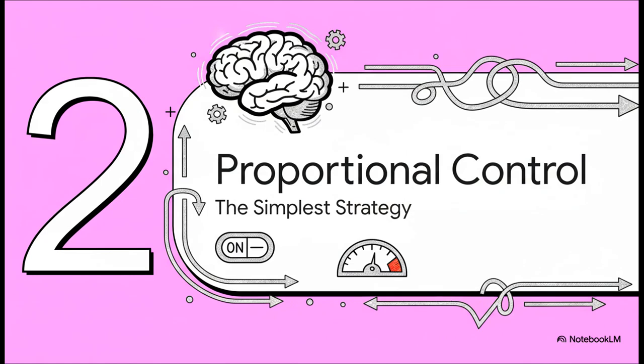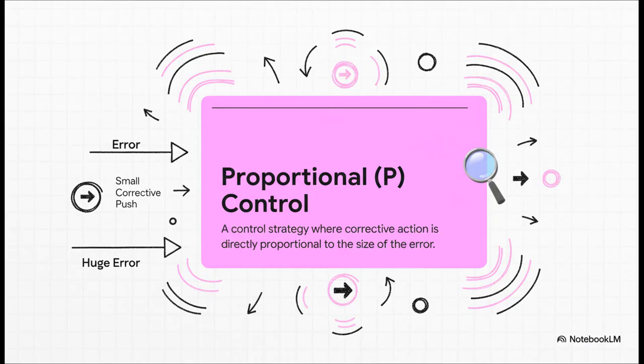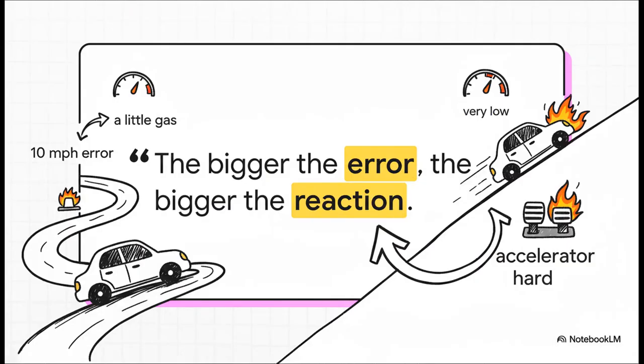All right, so we've built our loop. Now let's really zero in on the most interesting part, the brain, the controller itself. What's the simplest, most intuitive way we could program this brain to behave? Well, that would be something called proportional control. And the idea here is honestly incredibly simple. The controller's reaction is directly proportional to how far off you are from your target. That's it. So, a tiny little error gets a tiny little corrective push. A huge error, well, that gets a huge corrective push. It really just boils down to this. The bigger the error, the bigger the reaction.